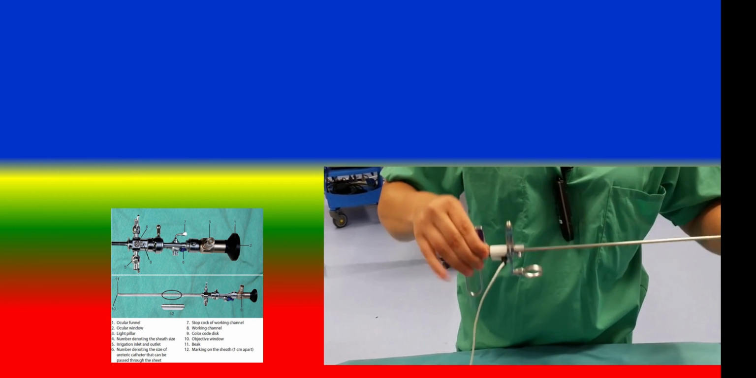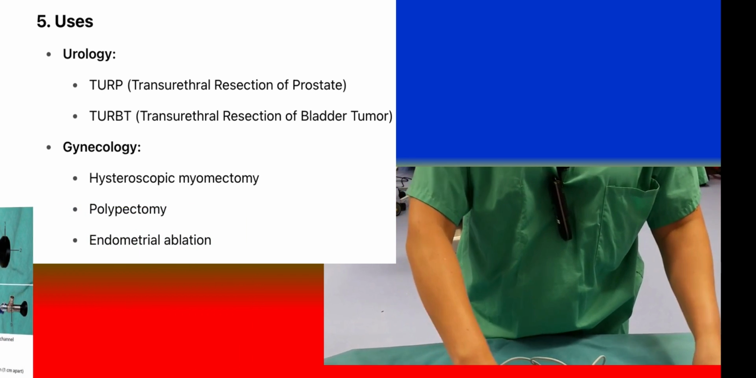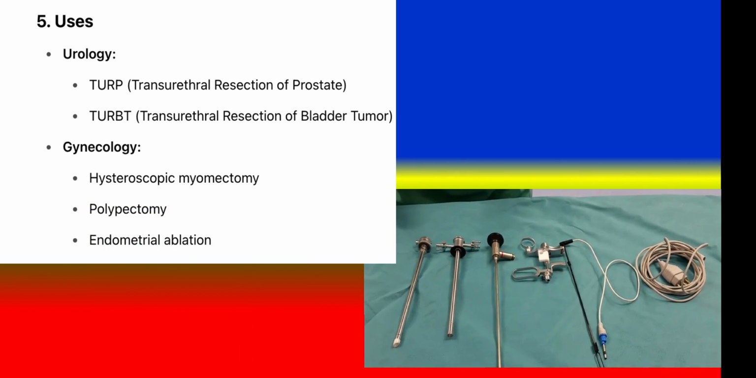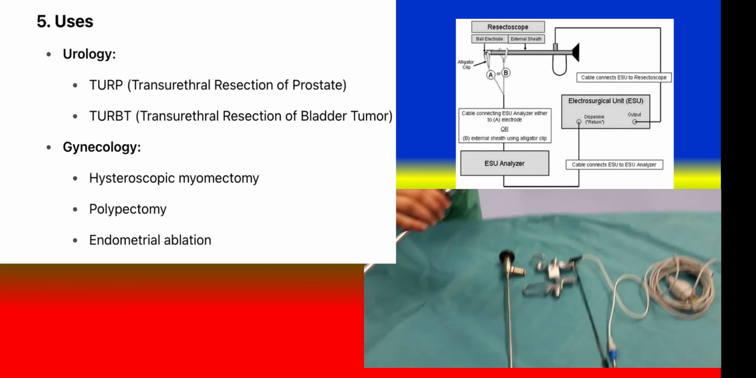5. Uses: Urology: TURP, transurethral resection of prostate, TURBT, transurethral resection of bladder tumor. Gynecology: hysteroscopic myomectomy, polypectomy, endometrial ablation.